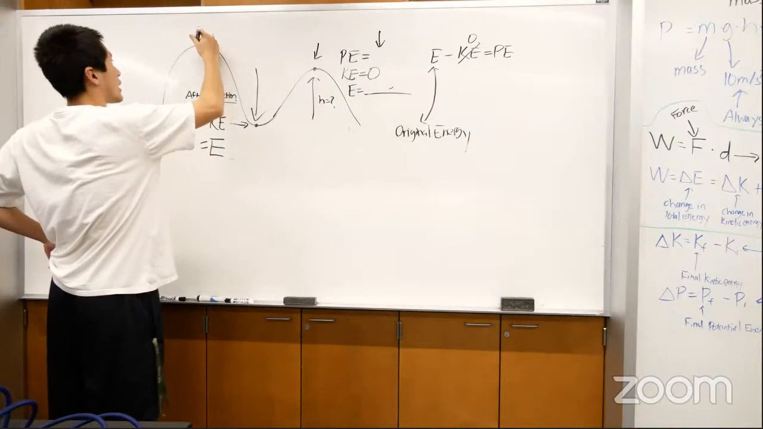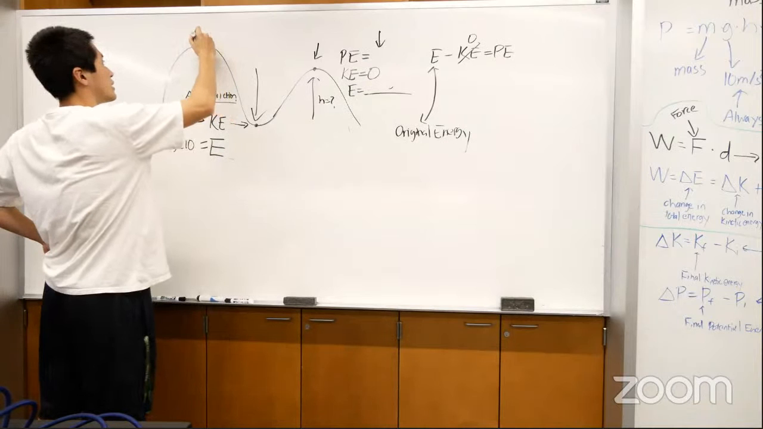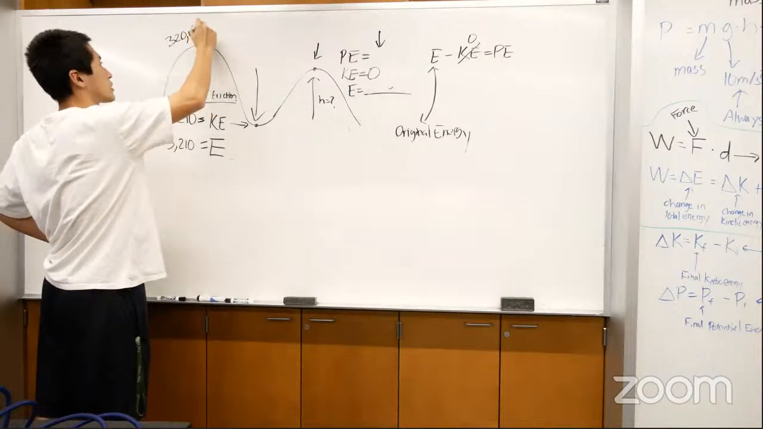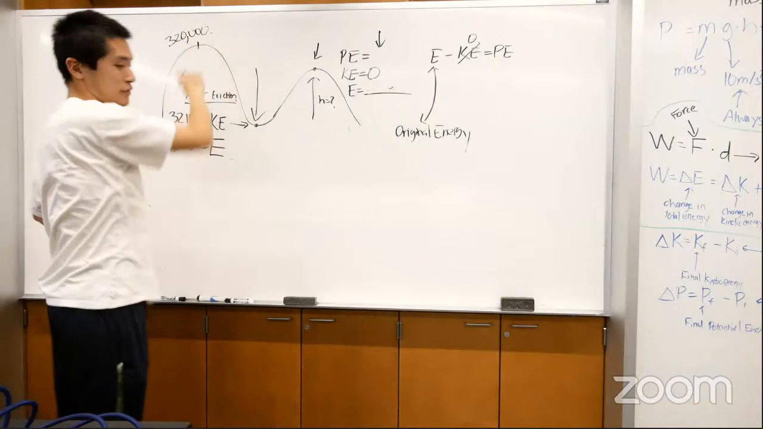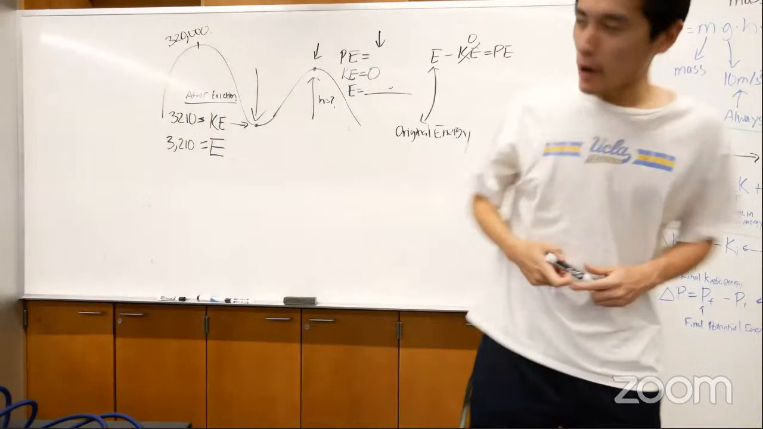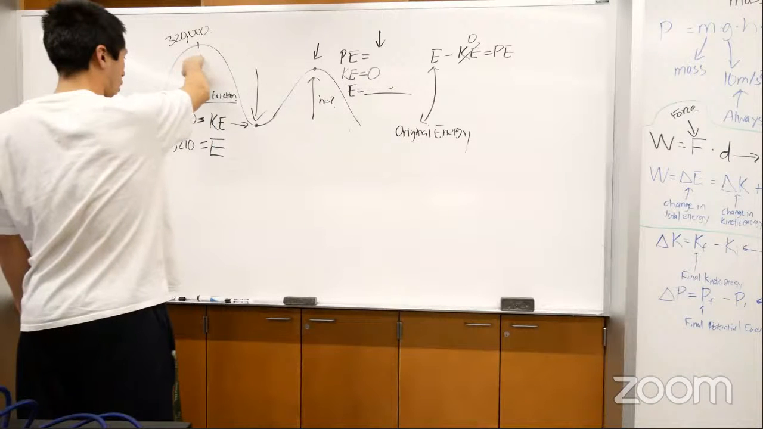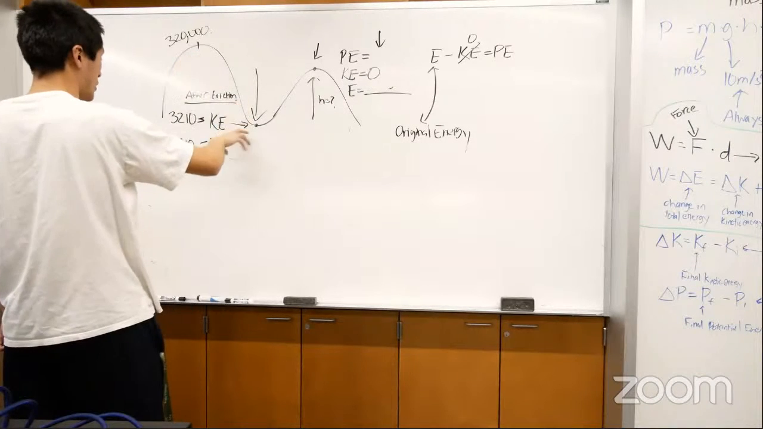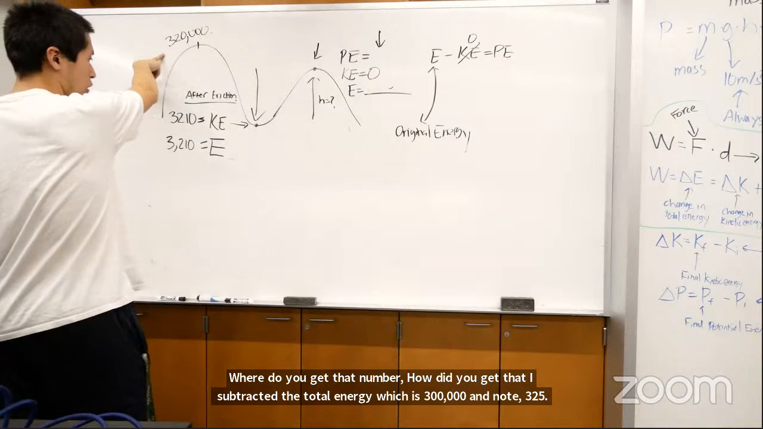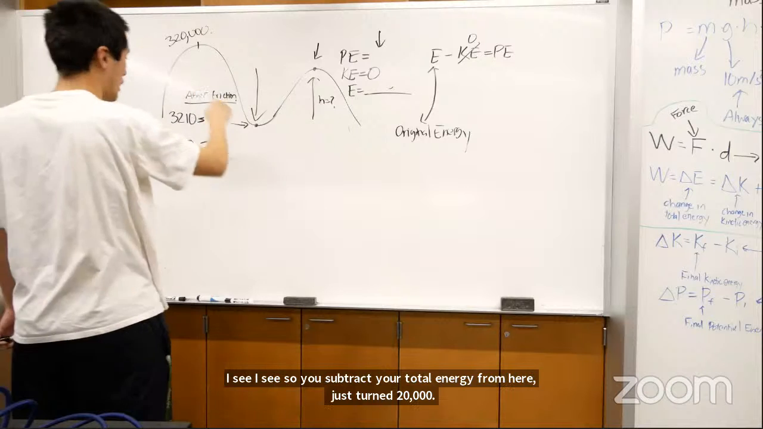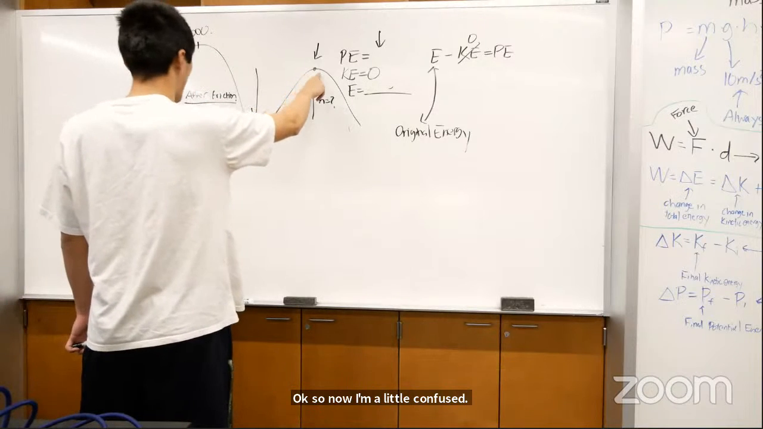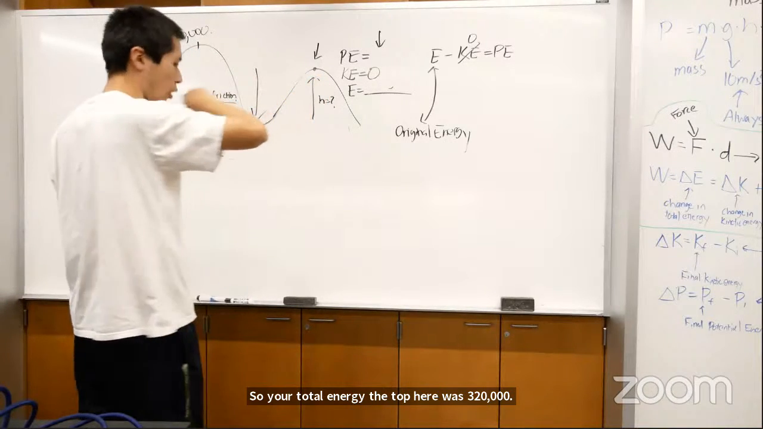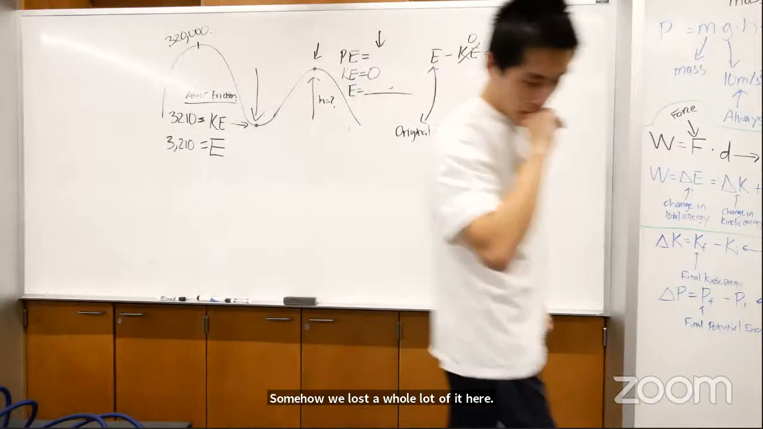Oh, I see. So you subtracted your total energy from here, which is 320,000. Okay, so now I'm a little confused. Your total energy at the top here was 320,000. Somehow we lost a whole lot of it here. I know that we lost some of it due to friction, but this number is way smaller than this one, which seems a little weird to me. And then now we're back at 320,000 here. So what could have happened here?